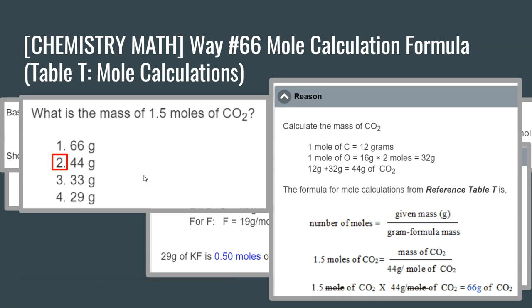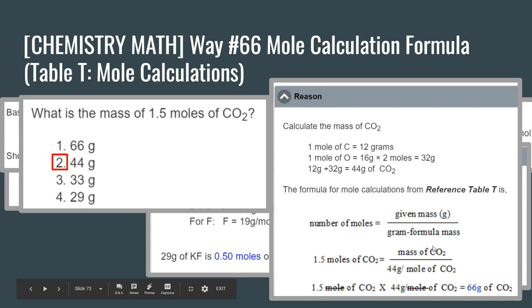My apologies. Okay, so when it comes to calculating moles, note that the formula is given to you in the back of reference Table T. In either case, they'll either provide you with a given mass and ask you to calculate moles, or they'll provide you with the moles and ask you to calculate the given mass. Either way, you're going to have to rely on the gram formula mass.